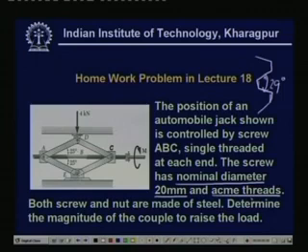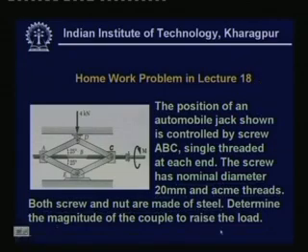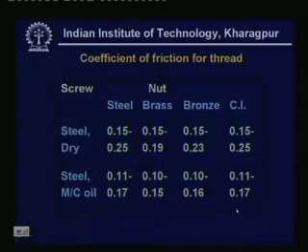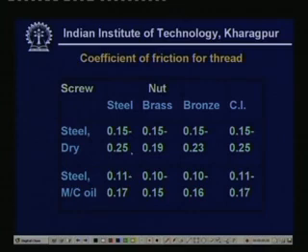Let us see, the important thing is that it has Acme thread, then the material of screw and nut. Now, remember I gave you one table, let me reproduce the table. Here is the table which I showed in the last lecture: the coefficient of friction for thread, the screw material and nut material.